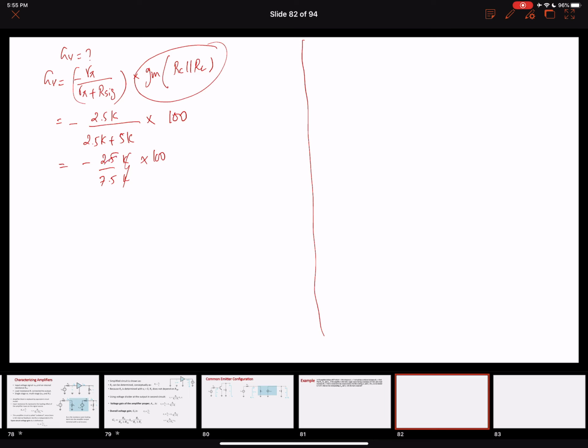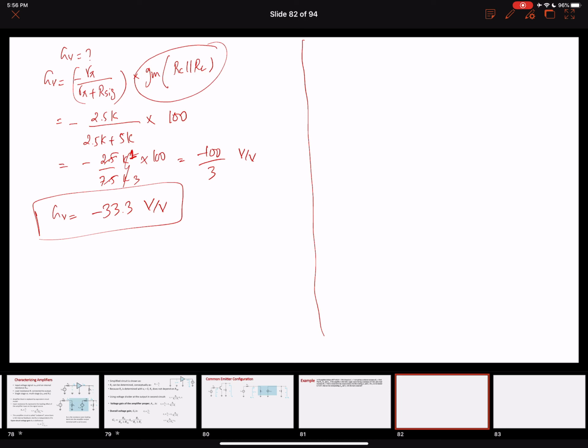Okay, so it will be 2 divided by 3. If you're going to solve this, 2 divided by 3, 200 divided by 3, the equation that you will end up finding will be, sorry, it should be 1 by 3, not 2 by 3. 25 divided by 75 should be 1 by 3. So it should come out to be minus 100 by 3 volts per volt. So your overall voltage gain is going to be minus 33.3 volts per volt. Great. So this is the overall voltage gain value that we ended up finding.